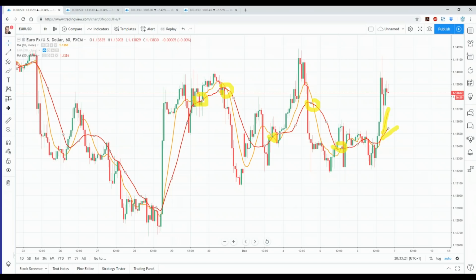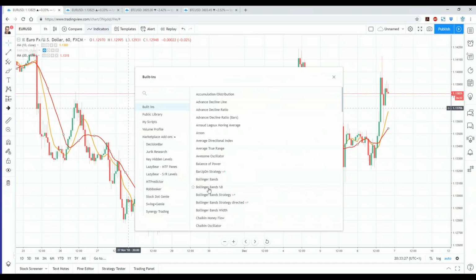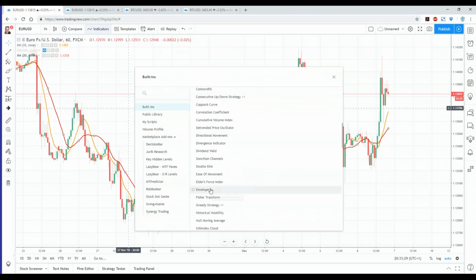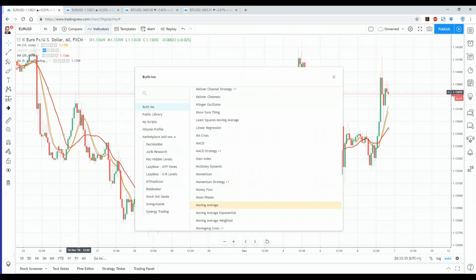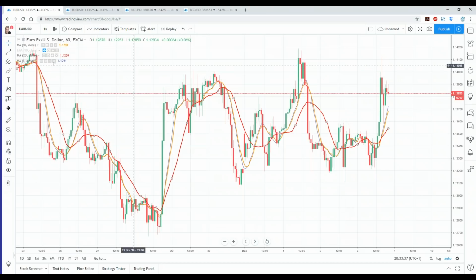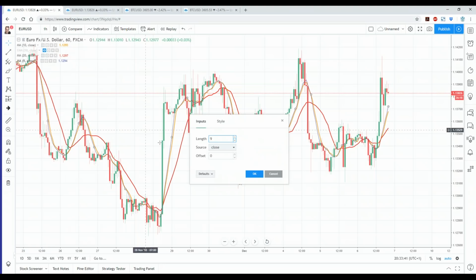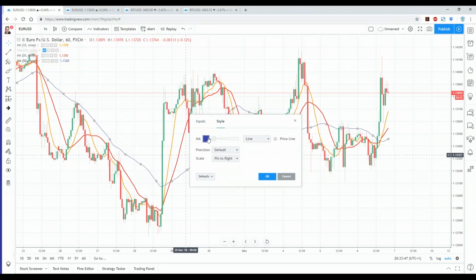And then there is a third, by adding on a third moving average in a much longer period. So we're going to go add this one on, and we're going to make this a 50-period moving average. And we'll leave this one blue.